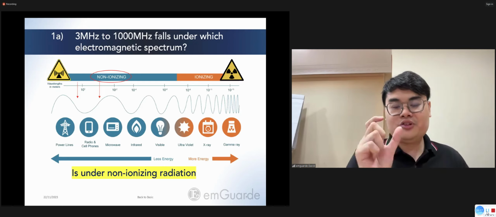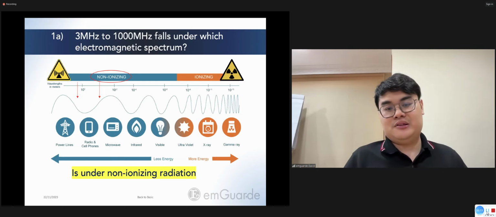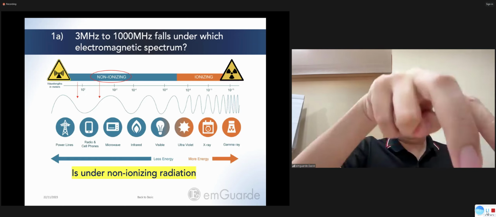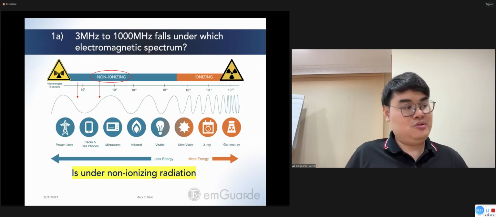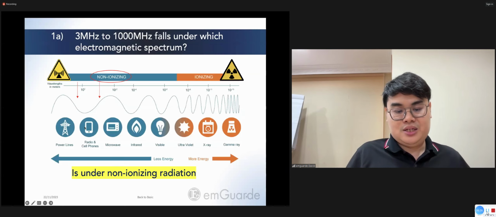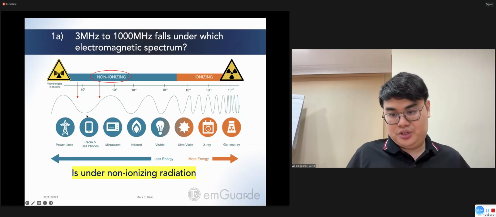Okay, now the frequency spectrum between 3 megahertz to 1000 megahertz actually falls between the radio and cell phone. If you look at these two arrows here, can you see the two red arrows there? It actually falls under the radio and cell phone column. So this is emGuarde's effective range. So far, so good? All right.